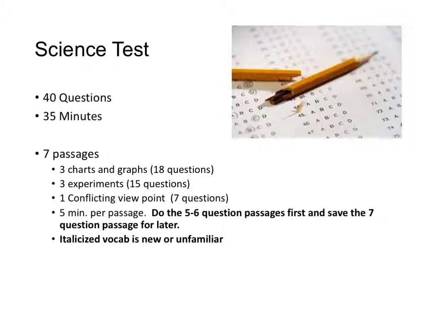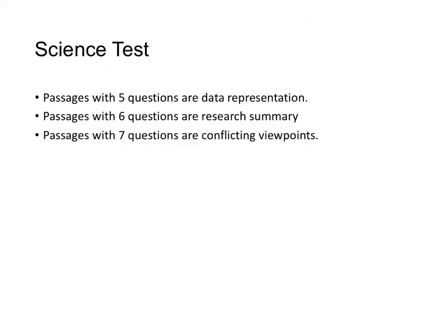The italicized vocabulary is new or unfamiliar. Passages with 5 questions are data representation, charts and graph type problems. Passages with 6 questions are research summaries, and passages with 7 questions are the conflicting viewpoint passages.